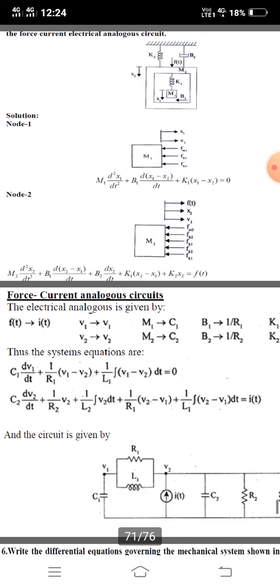Why I am saying these three elements are parallel: when C2 is parallel, it has to multiply another source, voltage sources or another kind of sources. If R2 is parallel, it represents 1 by R2. L2 parallel means it represents 1 by L2. So C2, R2, L2 are parallelly coupled with the parallel current source I of t. So V1 and V2 nodes are there. This is the final conclusion circuit.